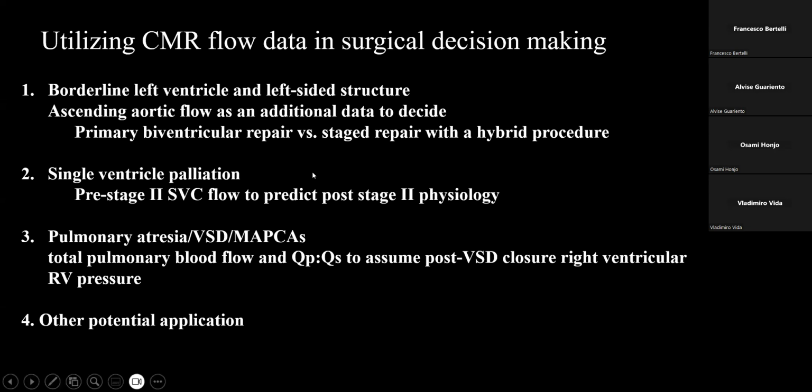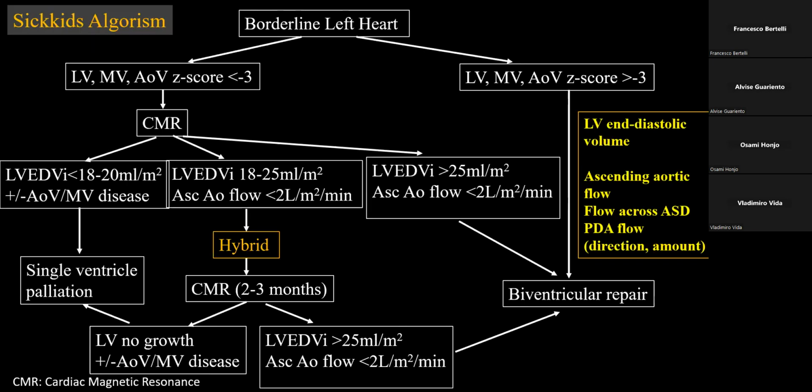And then the second example is the pre-stage 2 palliation for the single ventricle palliation with special attention to the SVC flow. And the last example is the pro-metasia MAPCAs to look at the preoperative pulmonary blood flow. The first example is the borderline left ventricle.